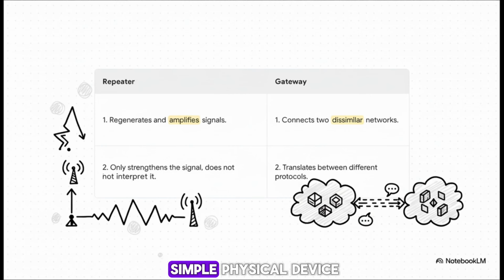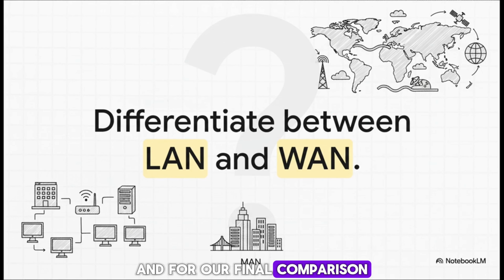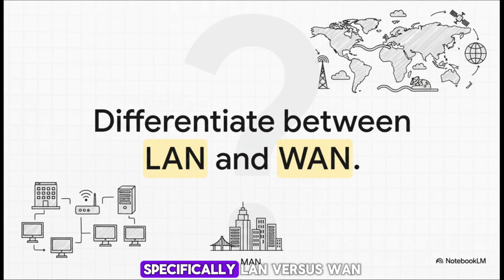So here's your two-mark answer. First, a repeater is a simple physical device. Its only job is to take a weak signal, clean it up, and boost it so it can travel further. That's it. A gateway, however, is much more complex. It works at higher levels to connect two totally different networks that speak different languages. And that brings us to point 2. The repeater is dumb. It doesn't read the data, it just strengthens the signal. But the gateway is smart. It's a translator. It can actually convert data from one protocol to another, acting as the gateway between two different worlds.